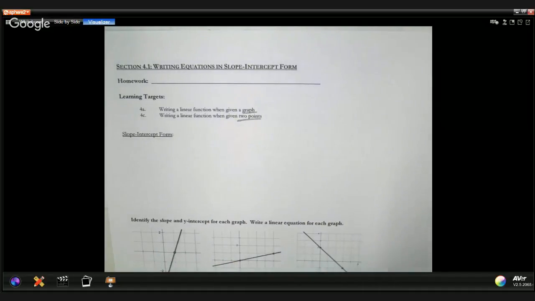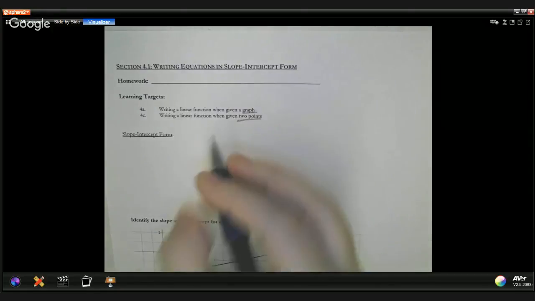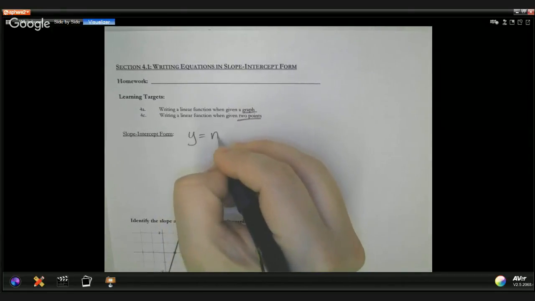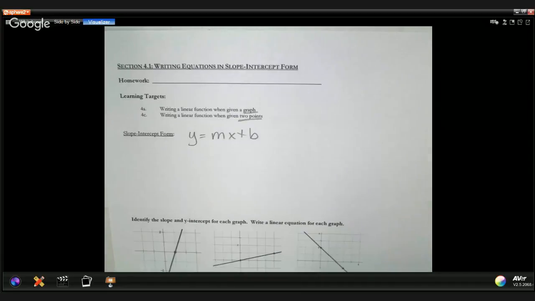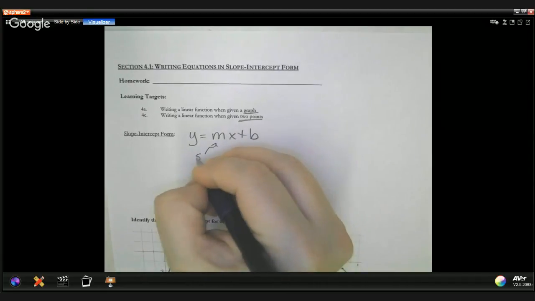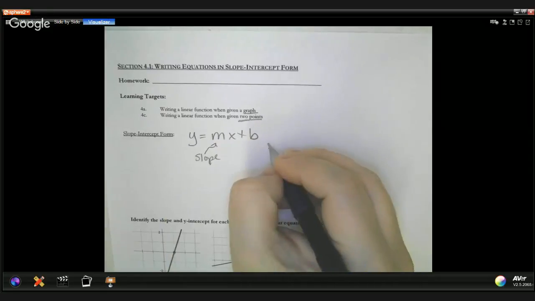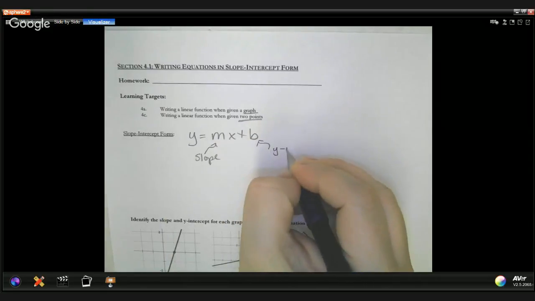So the first thing we need to do is remember what slope-intercept form is, and that is y equals mx plus b. And remember, our m is our slope, and our b is our y-intercept.